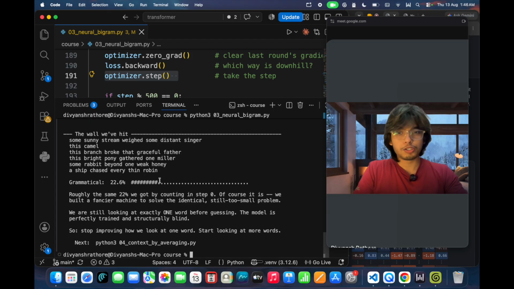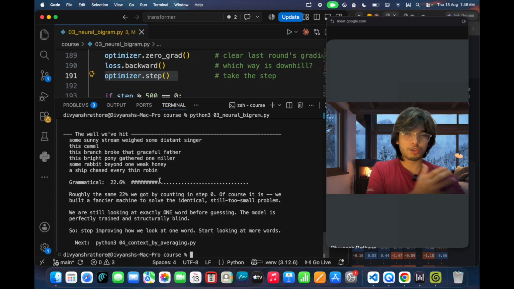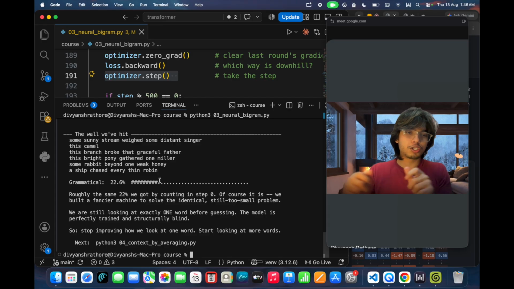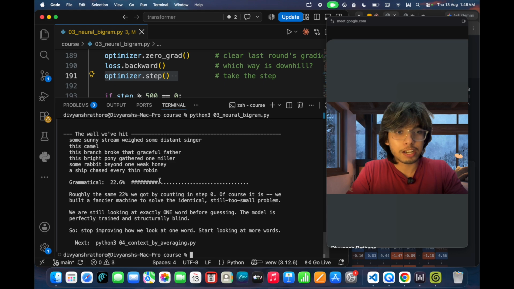Now you might be wondering, why are we still stuck here? The loss is still 4.04 and the grammar is 22%, still bad. The reason is simple: we are still looking at only the last word to predict the next value. We don't have the context of the full sentence. So the next step to improve this model is to start looking back in our sentence, and that would introduce us to the concept of attention. I'm excited for that, and I'll see you in the next video. Thank you very much.